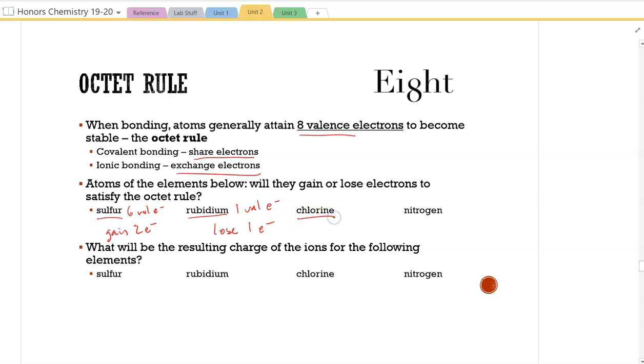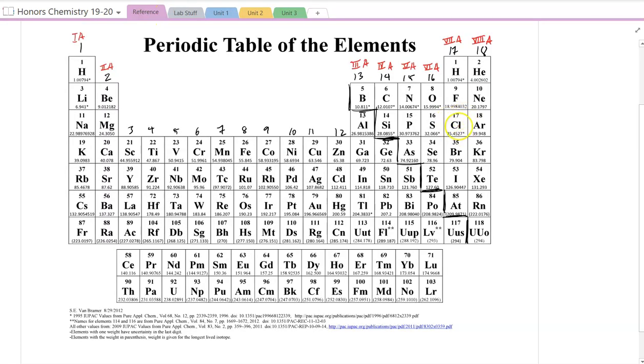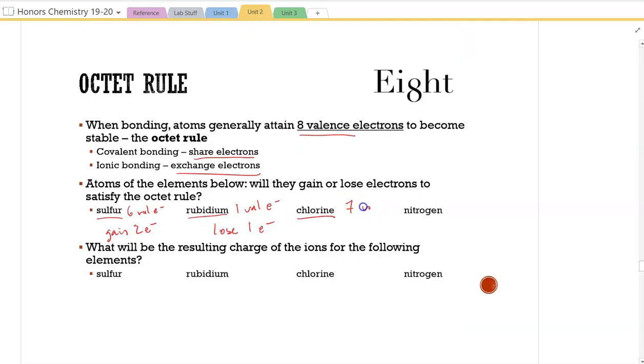Let's try chlorine now. Next one right here, chlorine, Cl. It's in group 17 or group 7A, so it has 7 valence electrons. That means you're going to gain 1 electron to attain the octet rule. Nitrogen, if you look at the periodic table again, has 5 valence electrons, so it's going to gain 3 electrons.